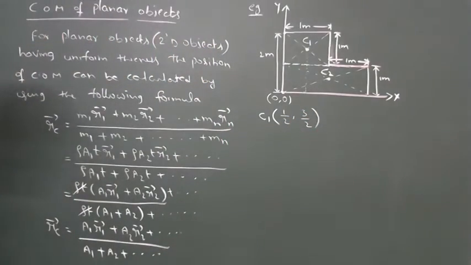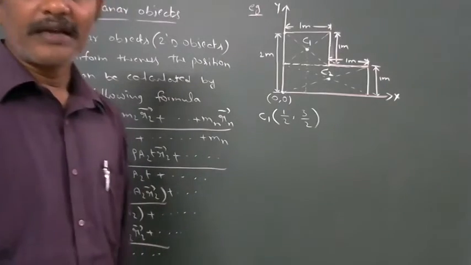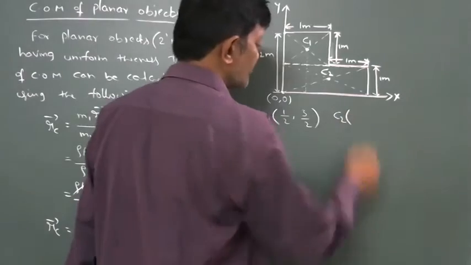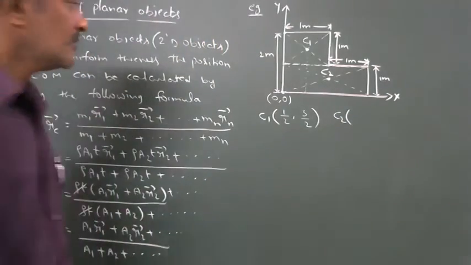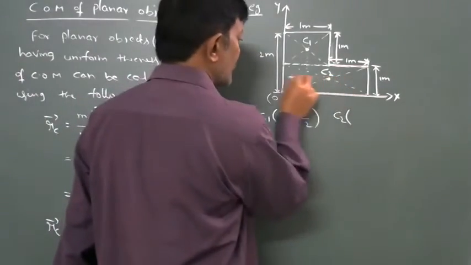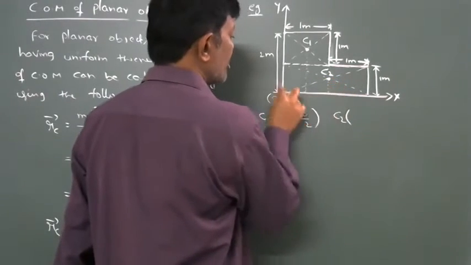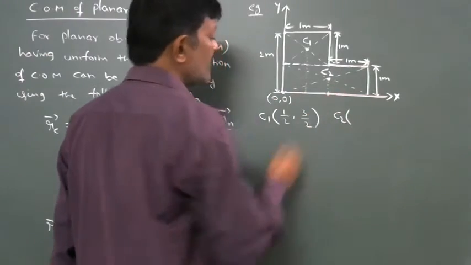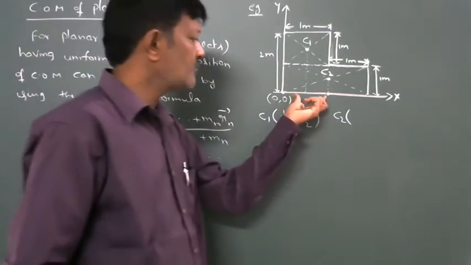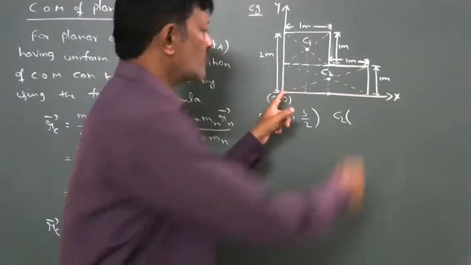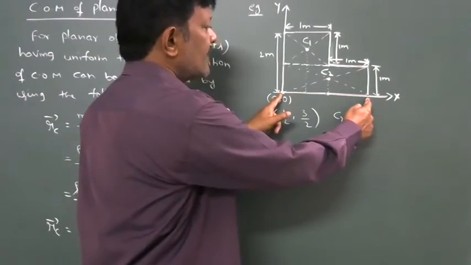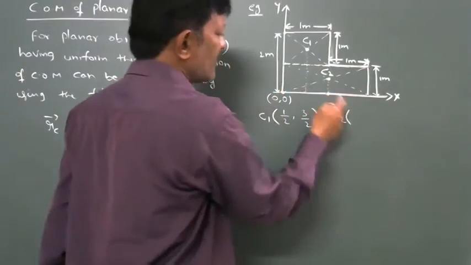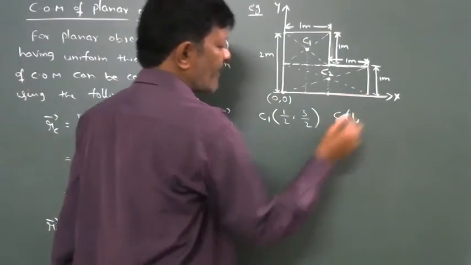The 1 by 2 comma 3 by 2 are the coordinates of C1, and these are the coordinates of C2. C2 is at a perpendicular distance, this distance is nothing but the x coordinate of C2, that is x2. This distance is half of this total length. This total length is 1 plus 1, 2 meter. Therefore, the x coordinate of C2 is 1 meter.